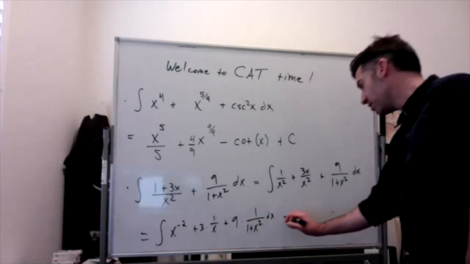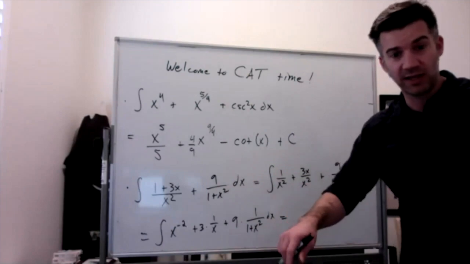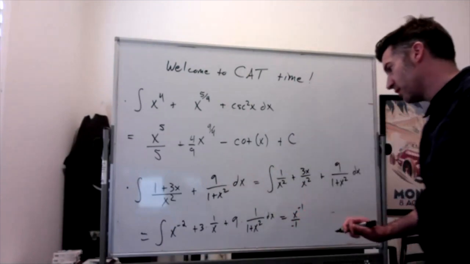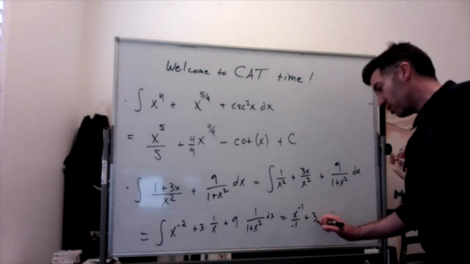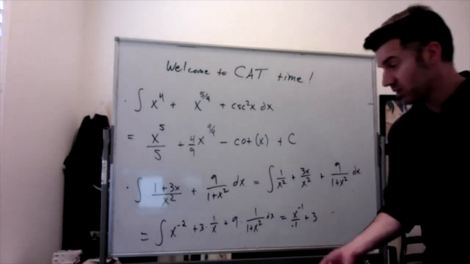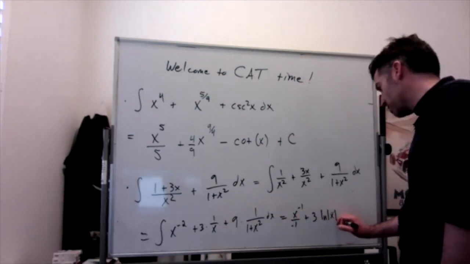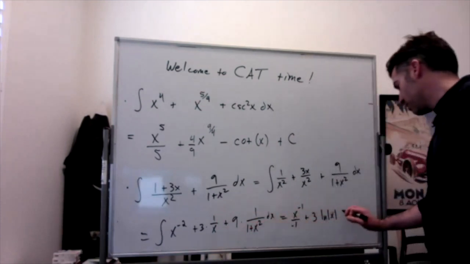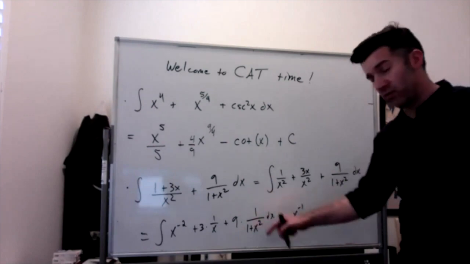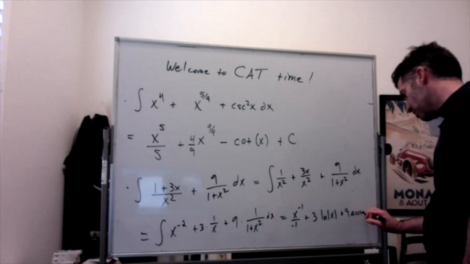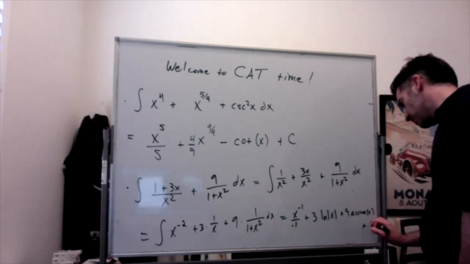So then the antiderivative of x to the negative second is x to the negative first divided by negative 1. The constant multiples just hang out. The antiderivative of 1 over x is the natural log of the absolute value of x. And the antiderivative of 1 over 1 plus x squared is the inverse tangent, or the arc tangent, of x plus c.